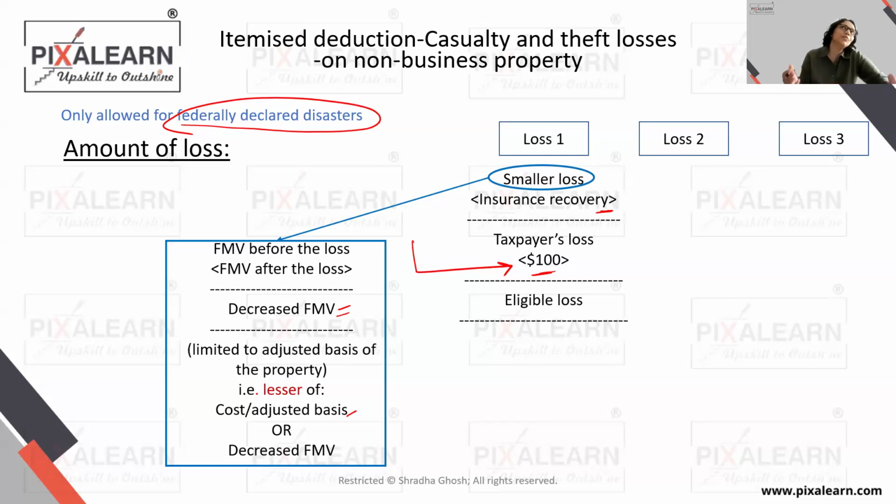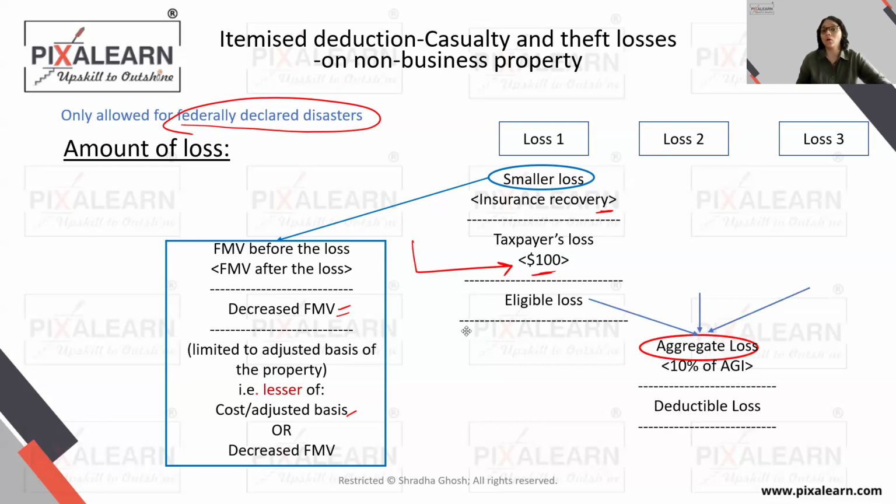And then basically, what you're saying is that there's a huge federal disaster, the Katrina storm that came, huge federal disaster. So only in that case, not in smaller tremors. Let's say tsunami came, and I lost my house, I lost my car, I lost my office building. So in that case, I will take each loss, figure out which is lower, the amount of decrease in the fair market value or the property value in my books, whichever is lower, reduce it by insurance recovery and $100, and then you add the eligible losses for all the different properties that you lost, and the sum that exceeds 10% of AGI will be allowed as a loss.